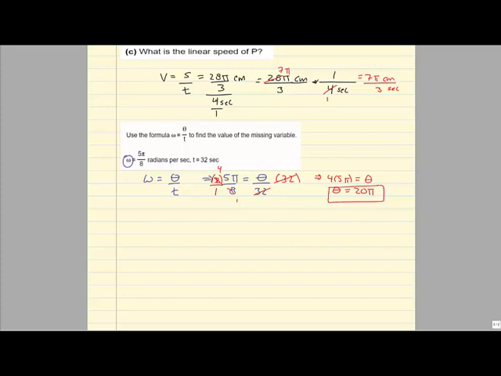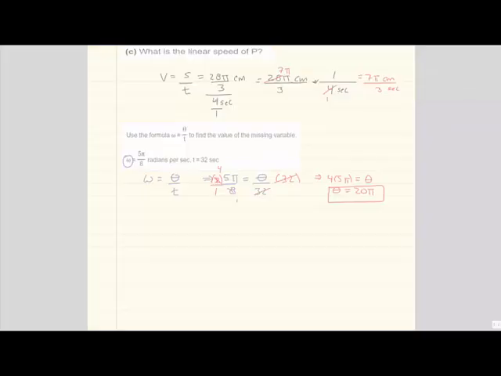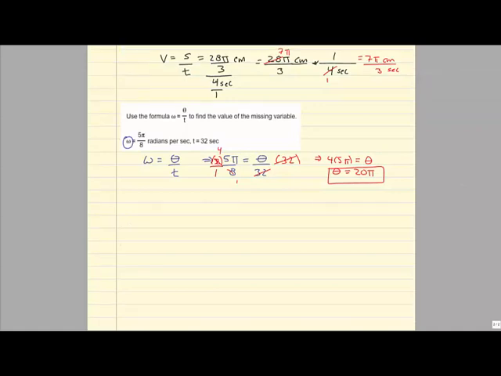So this one I was able to solve for theta, but it really depends on the problem that you're given, because you could have been asked to solve for t or omega depending on what information was provided. Let's look at one that's similar to that, and let's see if we're given different information and if we can solve for the other variable.